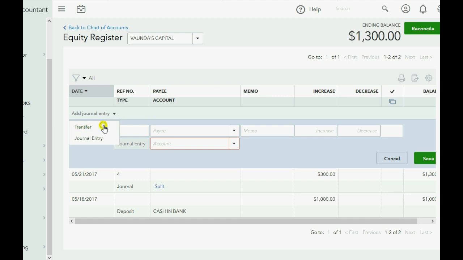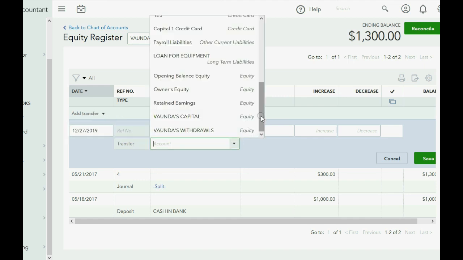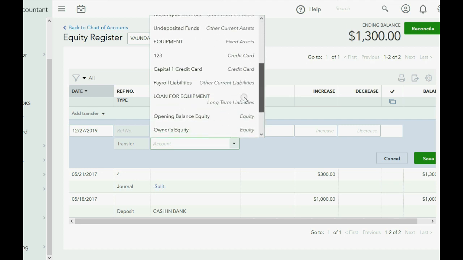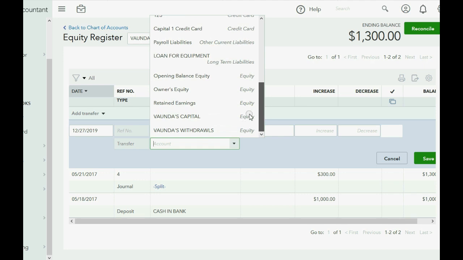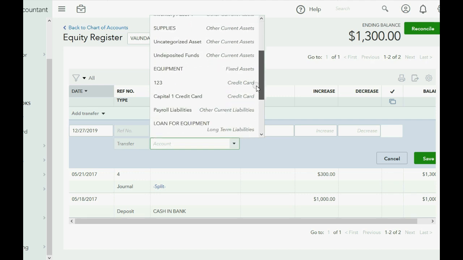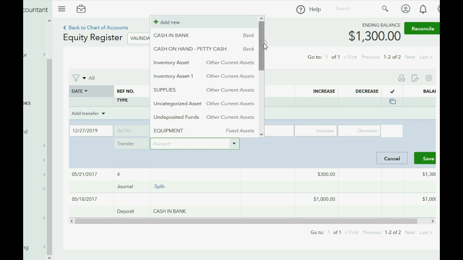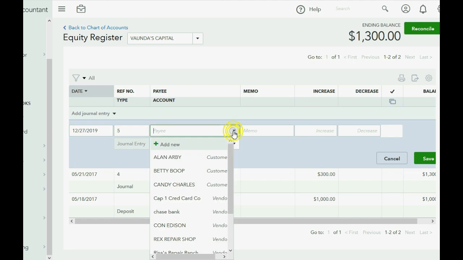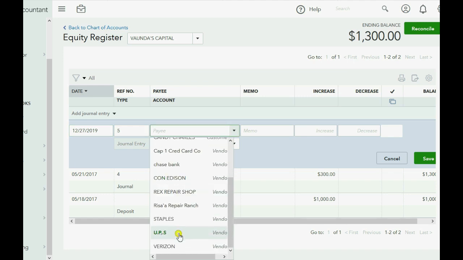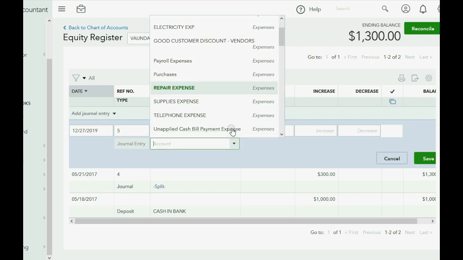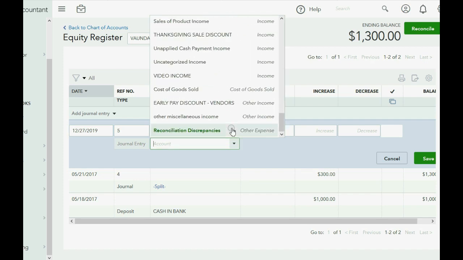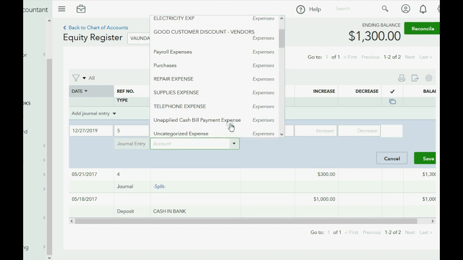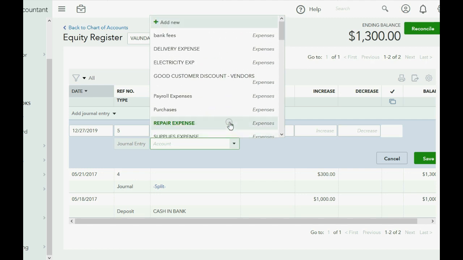However, if you record it as a transfer, you are more limited to the accounts that you can choose from when you do this. So we have no choice but to record it as a journal entry because the account that's going up is delivery expense. And delivery expense will not show up here if we use add transfer. We would have to leave it as a journal entry, and the payee is UPS. And the account we know is delivery expense, which is somewhere in the chart of accounts. Delivery expense. There it is.